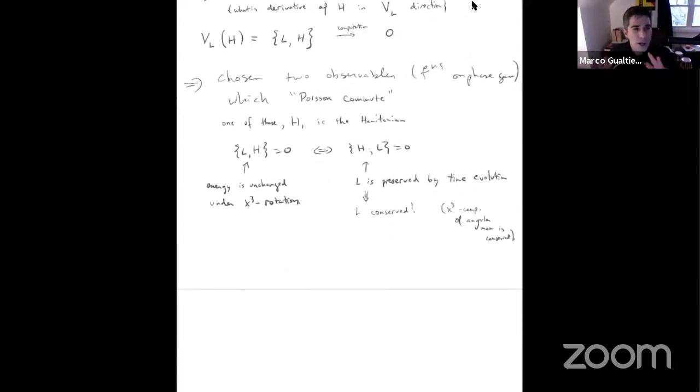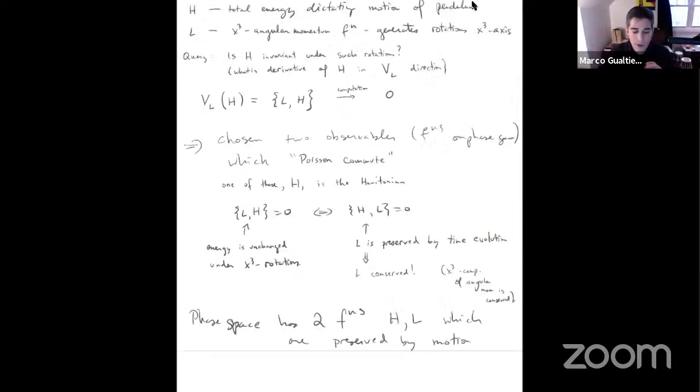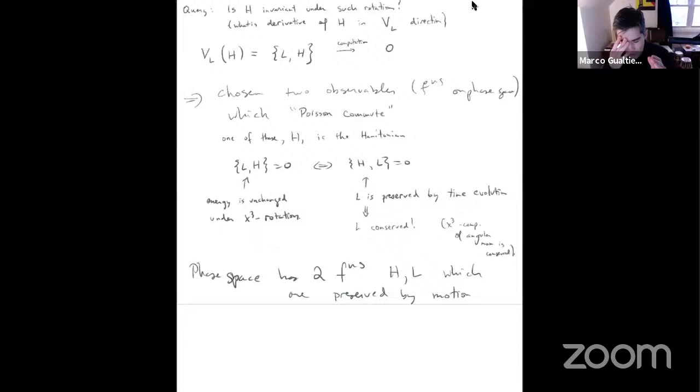So what's going on? Now the phase space has two functions, H and L, which are actually preserved by the motion. Okay, so just remember what we were thinking about in the case of the simple harmonic oscillator. We had the phase space, it was just the xp plane, and we had a single function which was preserved. That function was the sum of x squared and p squared, and it gave us level sets, which are circles.